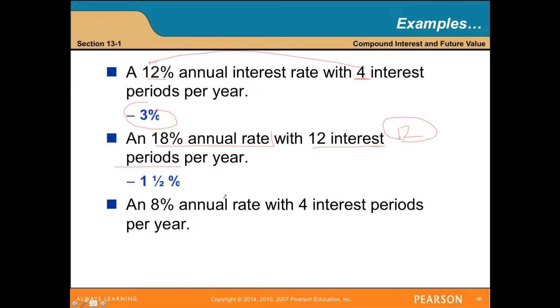An 8% annual rate with 4 interest periods per year. Again, you divide the 8% over the 4, and you get 2%.